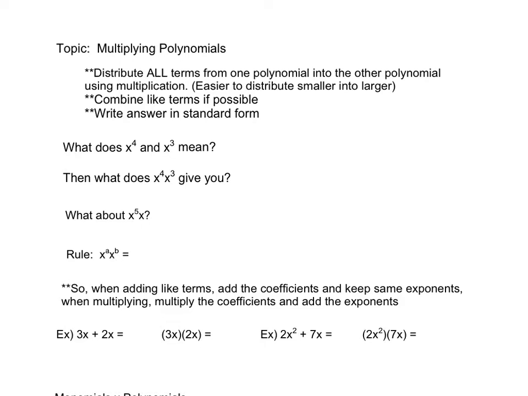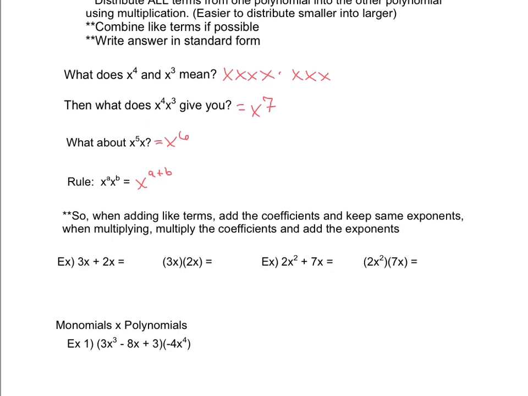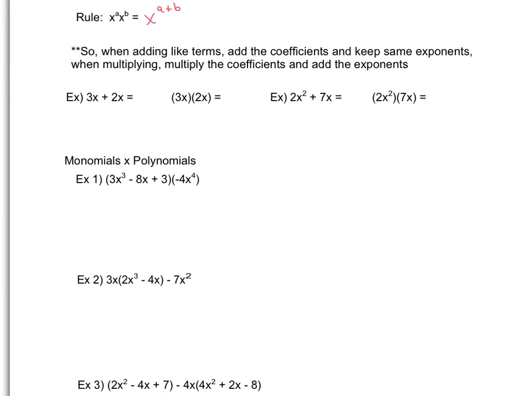So first thing we have to talk about is what does x to the fourth and what does x cubed mean? Well, doesn't x to the fourth just mean x times x times x times x, 4 of them? And doesn't x cubed just mean 3? So if I were to multiply those together, wouldn't I just have x to the 7th? So again, I'm noticing that I'm adding those exponents, which we've seen before. Same thing here, x to the 5th times x to the 1 gives me x to the 6th. And we're capitalizing on that rule that x to the a times x to the b is x to the a plus b. So we do add when we multiply same bases. So when we're distributing, we want to make sure that we're adding the exponents.